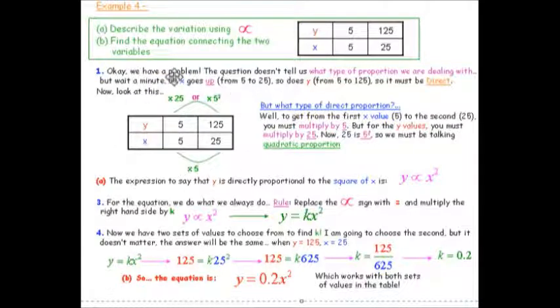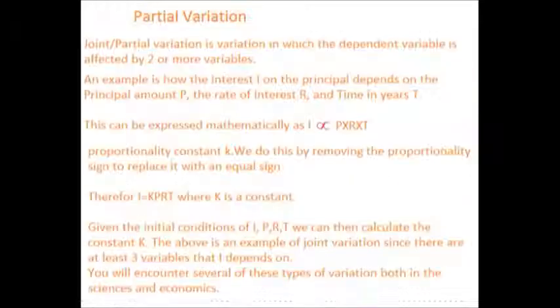Okay, so below here you've got the solution. I hope that you managed to work it out and make sense of it. So quickly, let's look at the last type of variation, which is partial variation, otherwise known as joint variation. Joint or partial variation is a variation in which the dependent variable is affected by two or more variables.